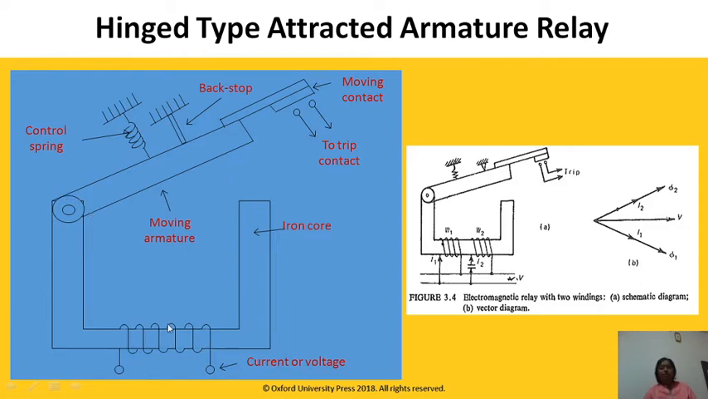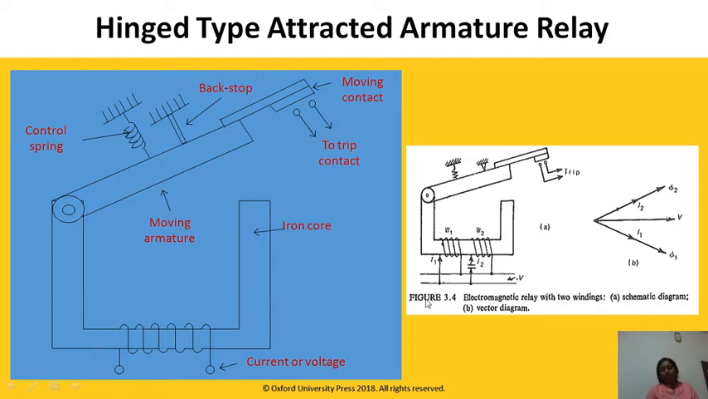When the actuating quantity, current or voltage, is greater than the preset value, electromagnetic force is produced, which is called the operating torque. This spring will produce the restraining torque. As the operating torque is greater than the restraining torque, this plunger gets attracted like this to the iron core, and while moving to the iron core it closes this trip contact.